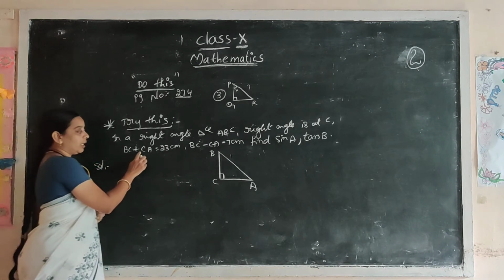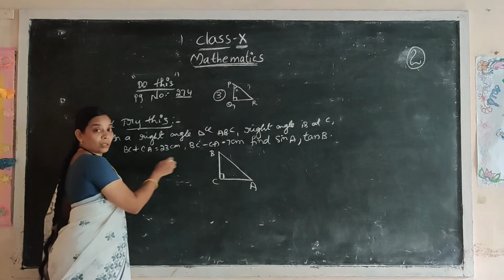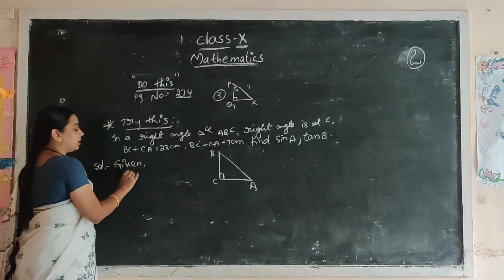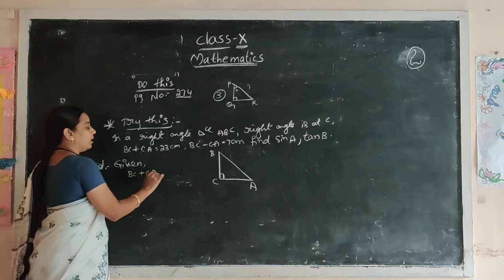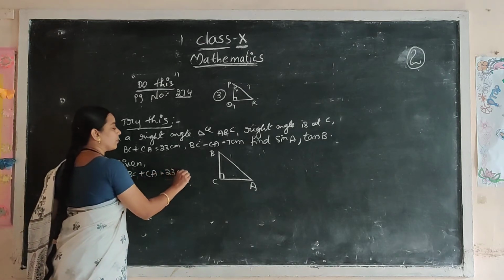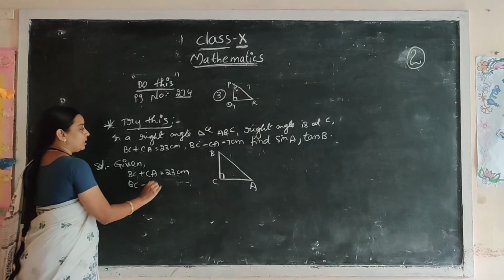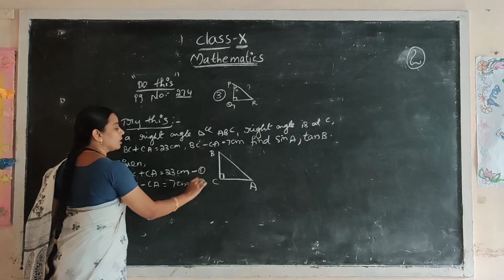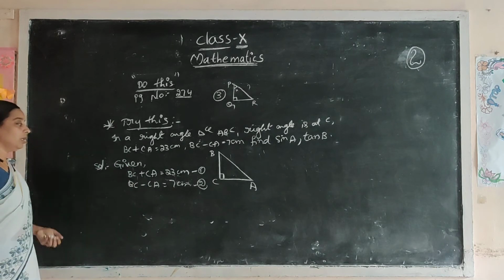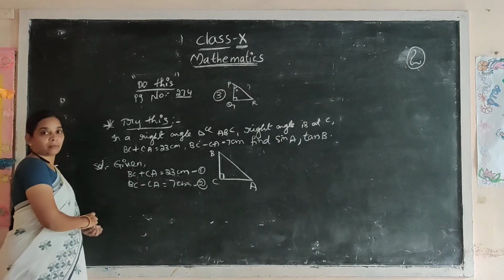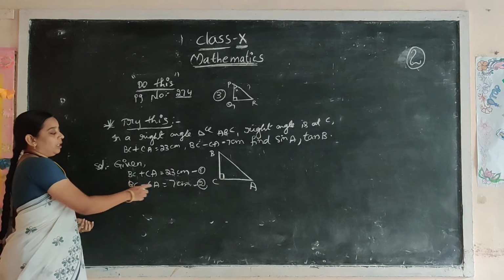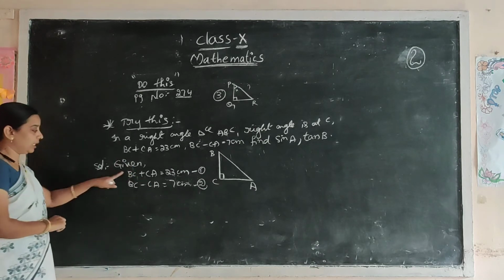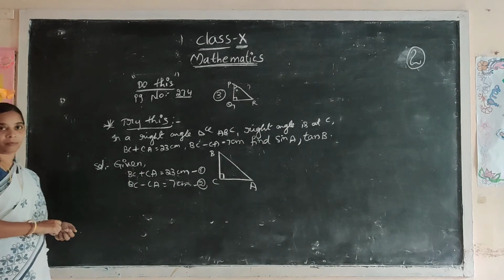So first of all you can solve these two conditions. First take the given conditions. The first one is BC plus CA is 23 centimeters, and BC minus CA is 7 centimeters. So this is condition 1 and this is condition 2. Observe, two different variables are there. By solving these two equations you will get one value. Here BC is the same, CA is the same.